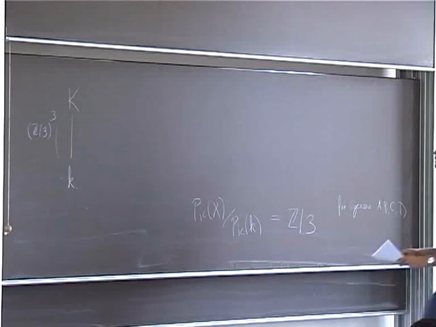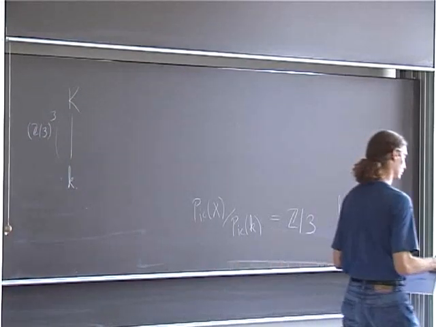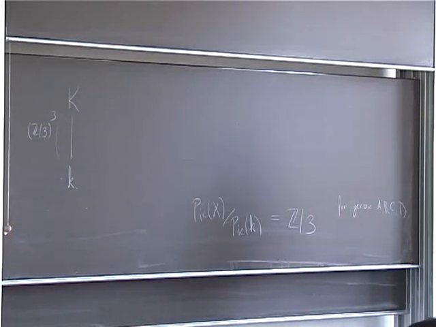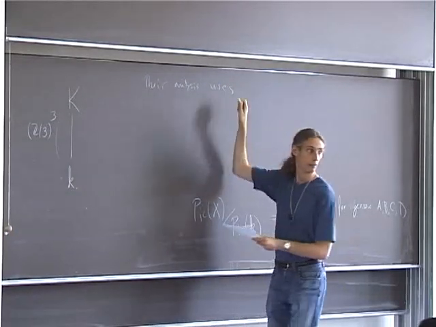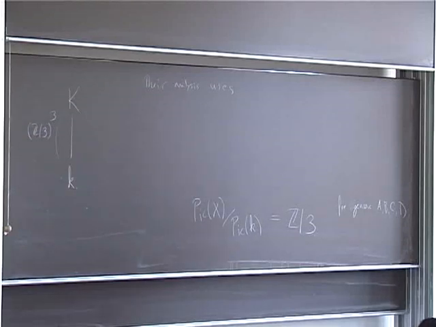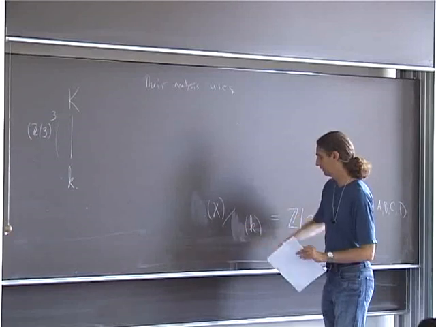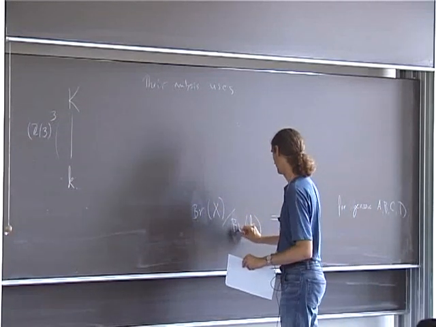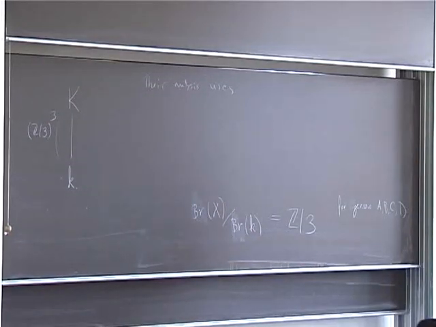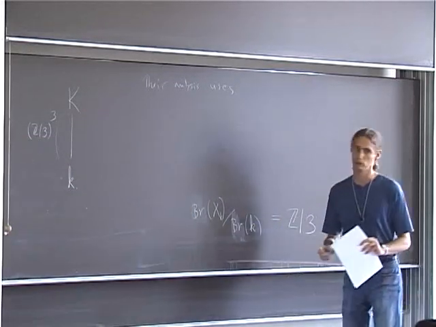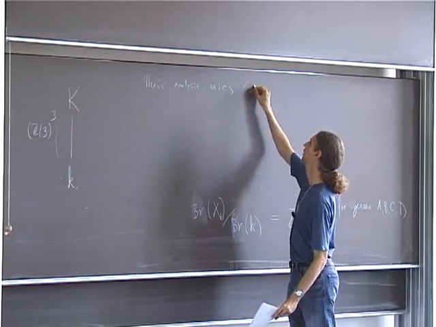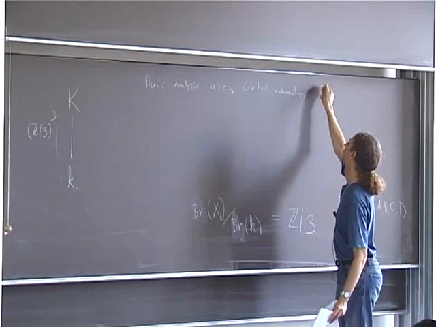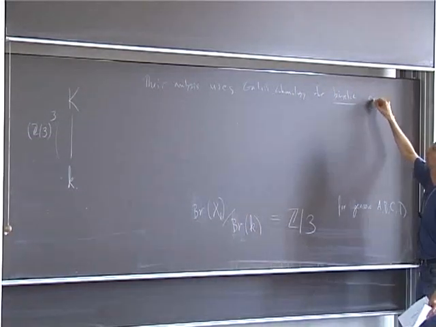Okay, so now their analysis actually uses central simple algebras of a rather complicated sort. I blanked out, though this was just me not writing the correct thing. To be correct, let me put a little K here. So their analysis uses Galois cohomology and bicyclic extensions.